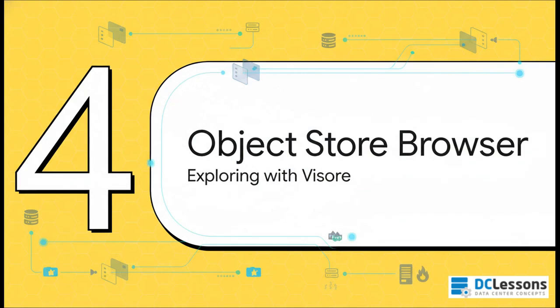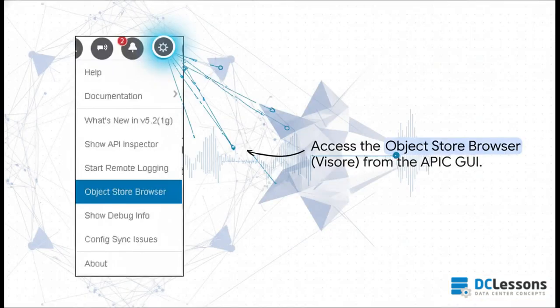Now, if you want a more direct way to explore the MIT without having to click through all the normal configuration menus, ACI has this amazing built-in tool. It's called the Object Store Browser, but you'll almost always hear it called by its other name, Visor. And it's super easy to get to.